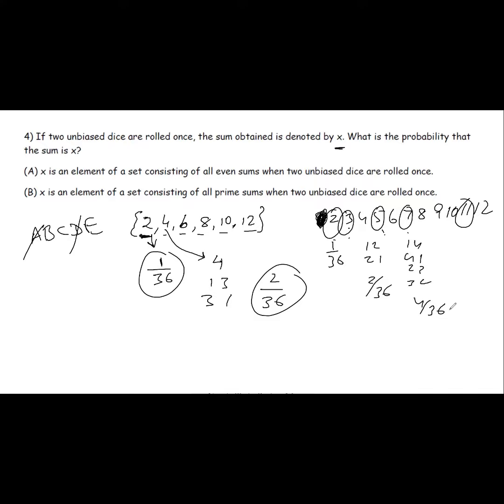Correct? So B is also not answering, and if we consider both together, that gives us the answer, because the common sum between the even and the primes is 2.